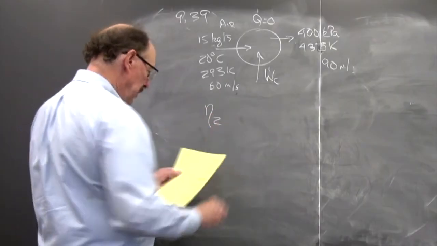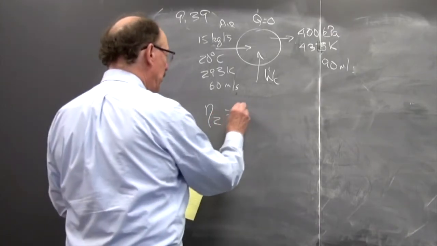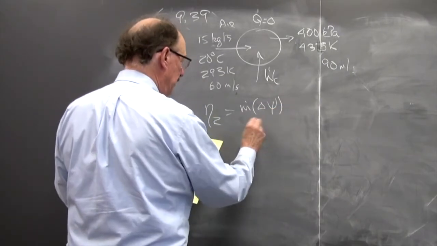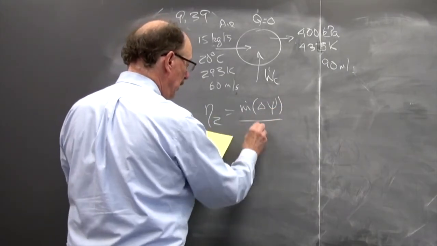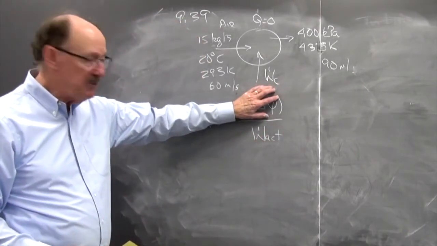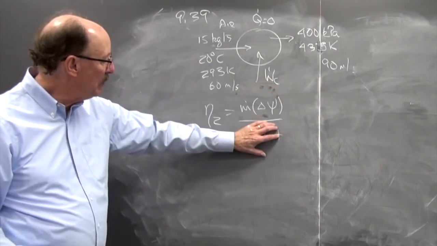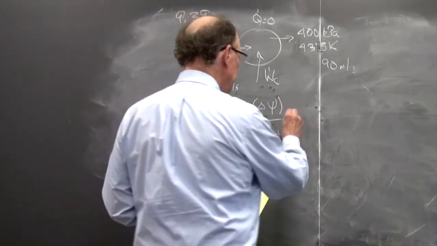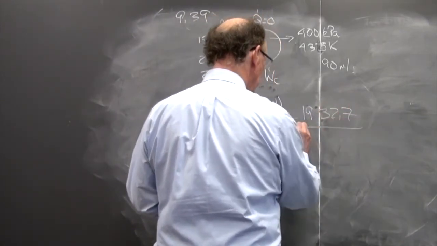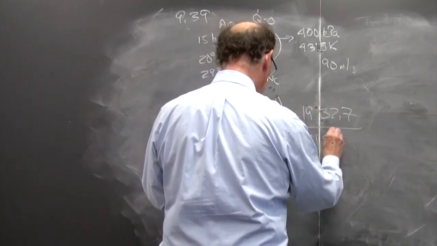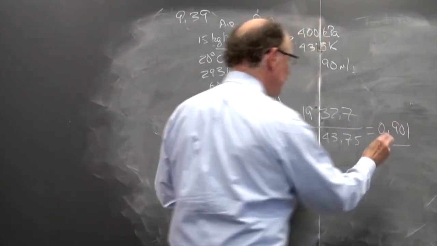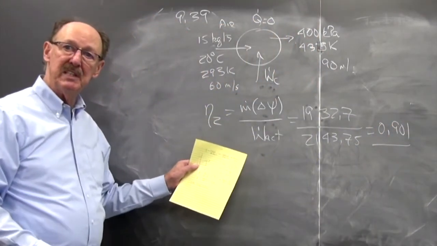So eta sub 2 is equal to the mass flow rate times the change of the work potential of the gas over the actual work that was required. So we found the change of the work potential in kilowatts. We know the power required, and this will give us this. So this is 1932.7 divided by 2143.75 is equal to 0.901. So the second law efficiency for the compressor is this.